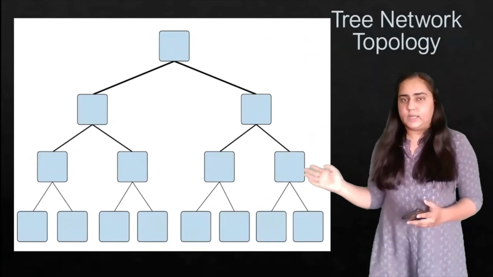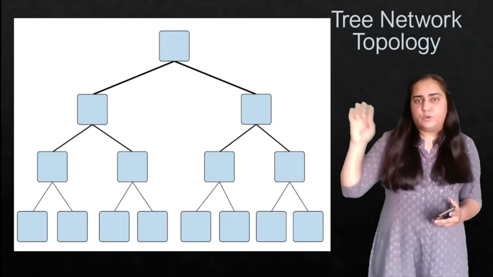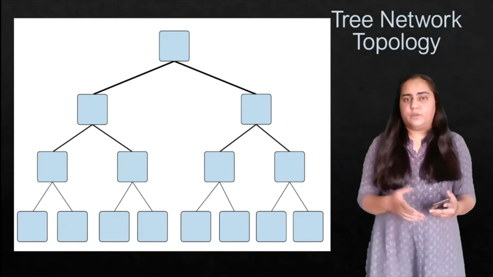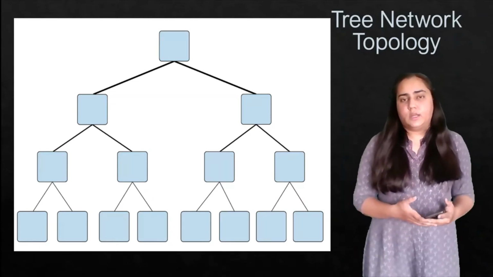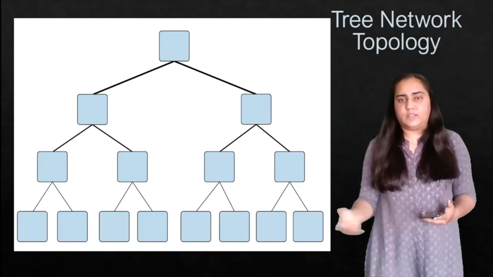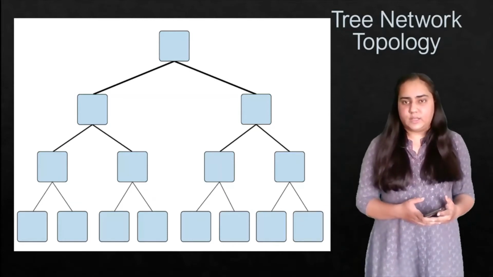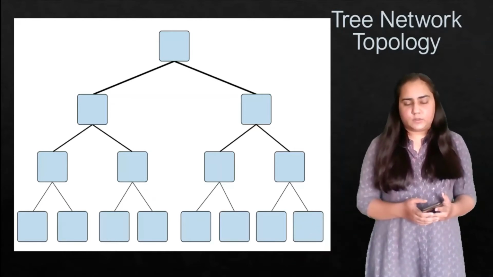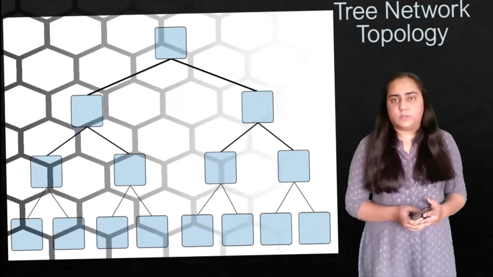And this is what it looks like. So you can see there is a root node on top, which is then spreading out and creating other nodes. So it is a sort of a data transmission from root to other nodes. And these bottom ones are known as leaf nodes. So you cannot transmit any data beyond that. So that's a tree network topology.